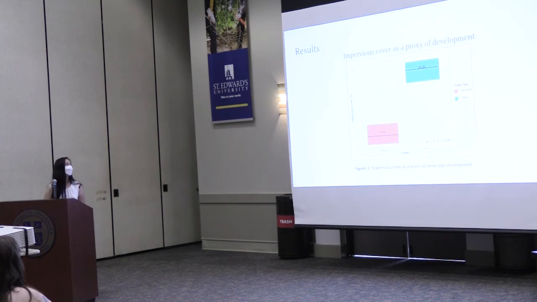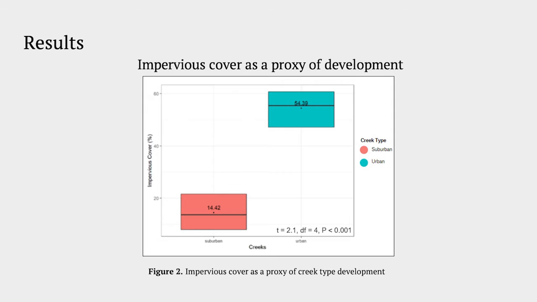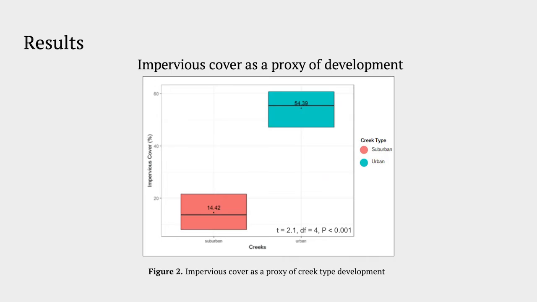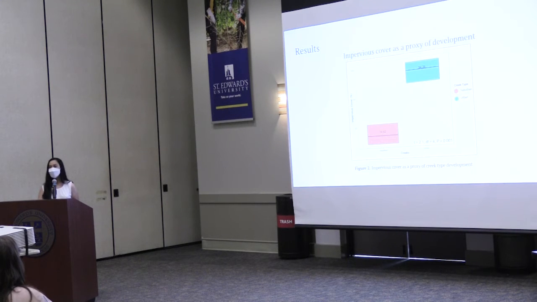So for my results, impervious cover as a proxy of development. As you can see, the x-axis shows the different categories, either urban or suburban, and the y-axis is the percent impervious cover. The blue box is the urban, and the red is the suburban. You'll notice that there's a significant difference in the percent of impervious cover, so it is acceptable to use percent impervious cover as a proxy for development.